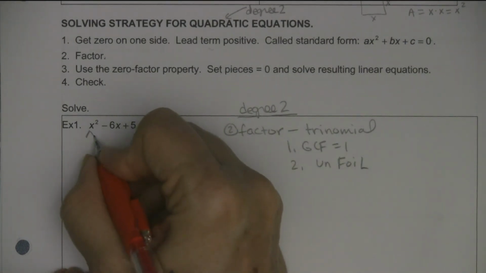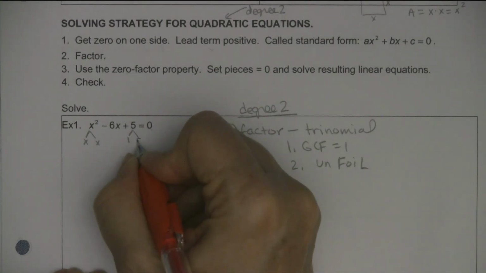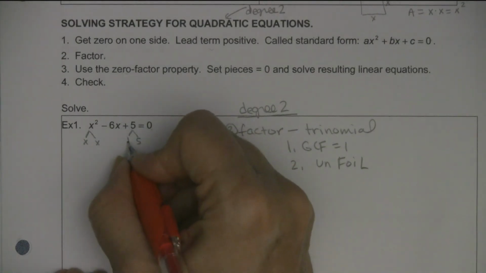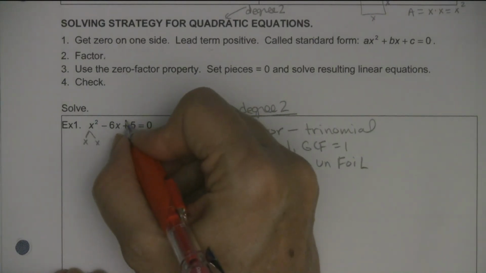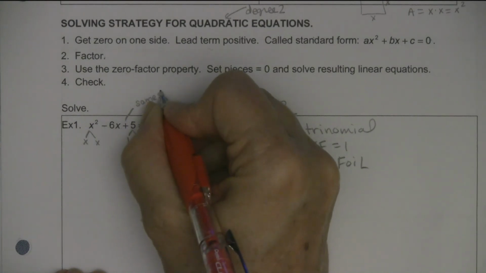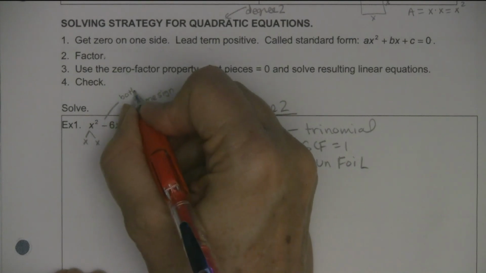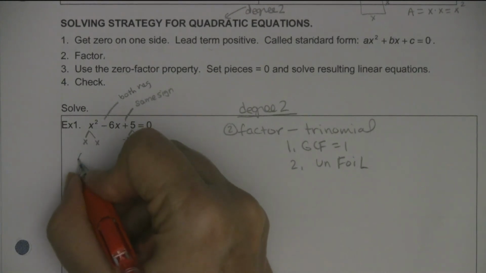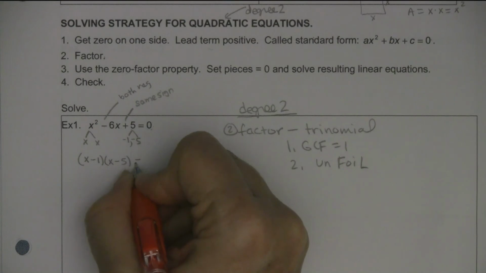So I'm thinking x times x and 1 times 5. Those are the only ways. And they have to add to be 6. Oh, yes. And in fact, they need to add to be negative 6. So that tells me this sign says they're the same sign. This sign says they're both negative. So we're going to have x minus 1 times x minus 5 equals 0.